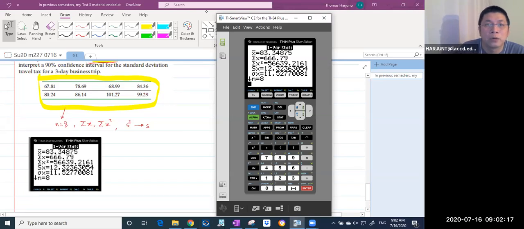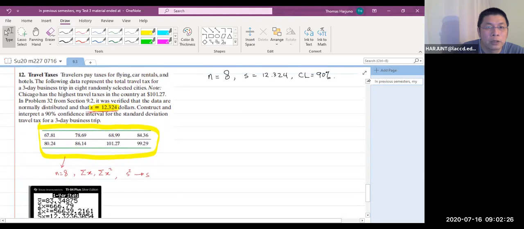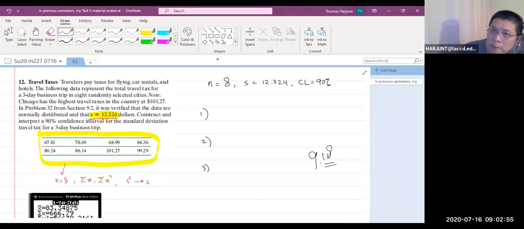Now I'm about to give you a break. I want to continue with this: just construct the 90% confidence interval for standard deviation. So you do your step 1, step 2, and step 3, the first part and second part. That should take you 5 minutes together with your break. We come back at 9:18. By 9:18, we are done with it.